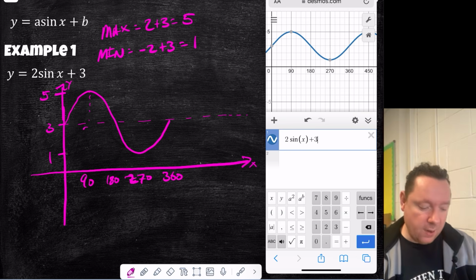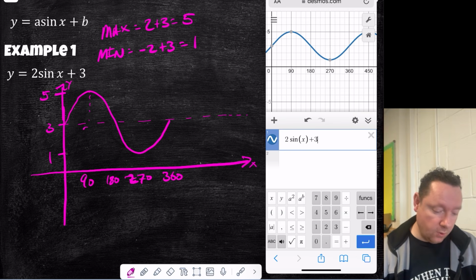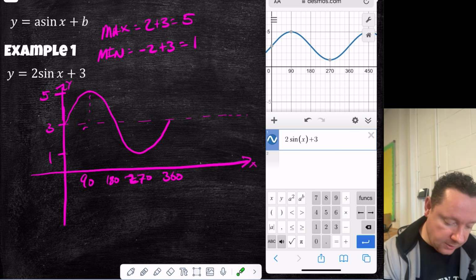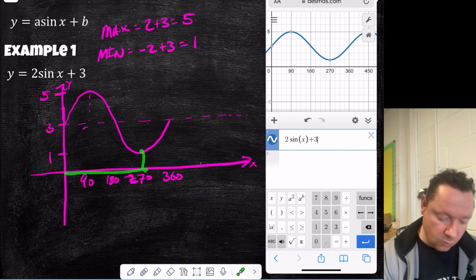If it asked us what's the max of this graph, the maximum point of this graph would be 5. If it asked us for the minimum value, it would be 1. If it asked us where it happened, well, x-axis, 90. At 90 degrees, the max is 5. At 270 degrees, the min is 1.